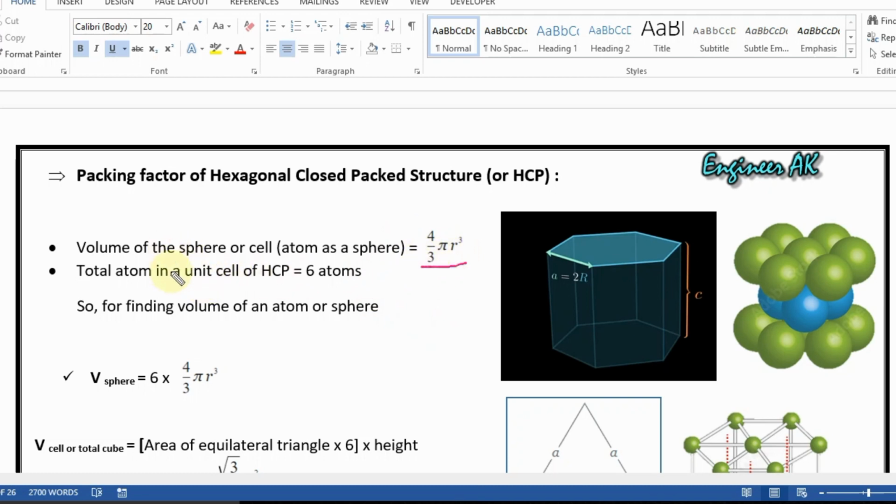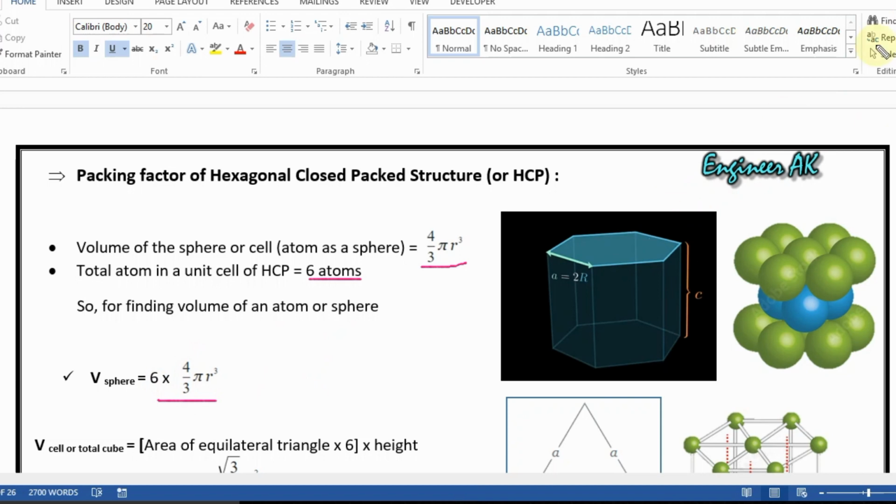And in the previous lecture we also found the total number of atoms in a unit cell. The total number of atoms in a unit cell of HCP is 6, right? So if we multiply 6 by 4 by 3 pi r cube, we will get the total volume of the spheres in the unit cell of HCP. So the volume of the spheres is 6 multiply 4 by 3 pi r cube, right?